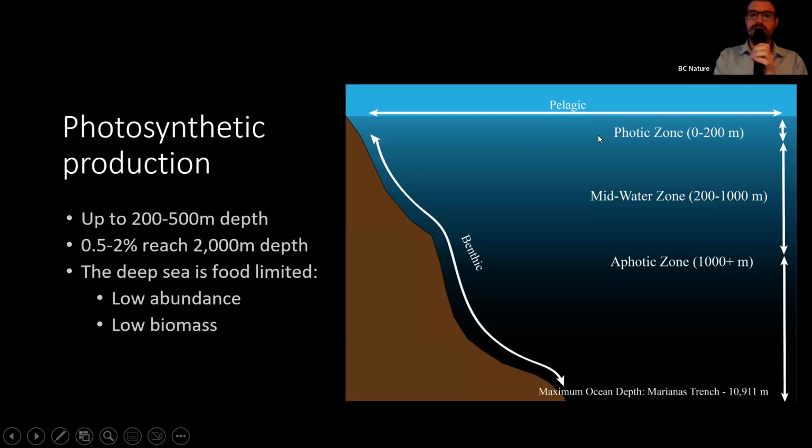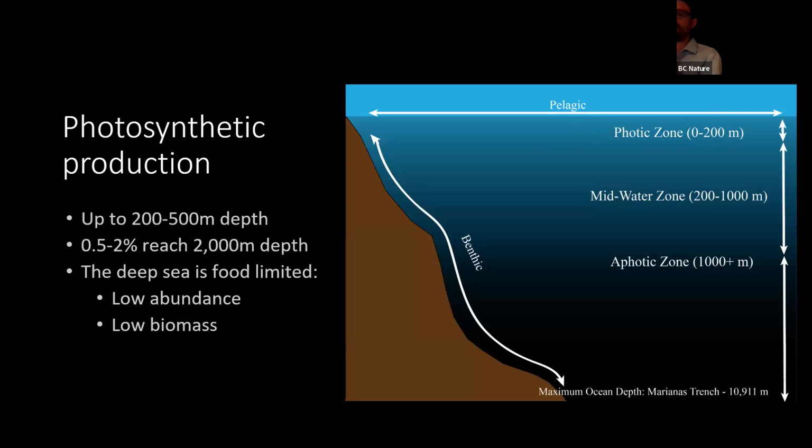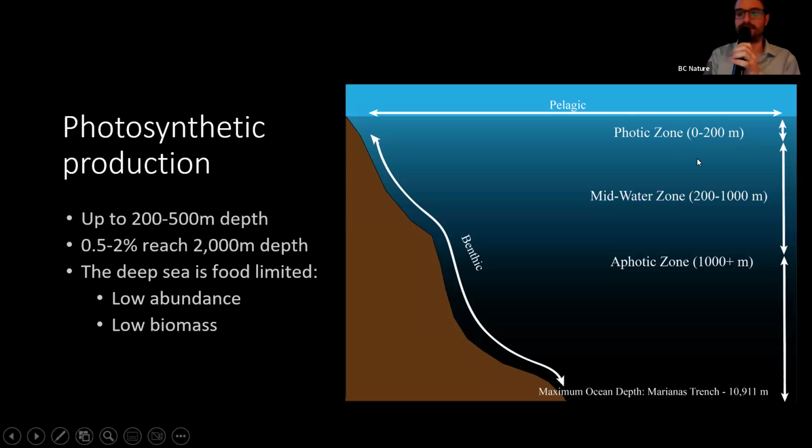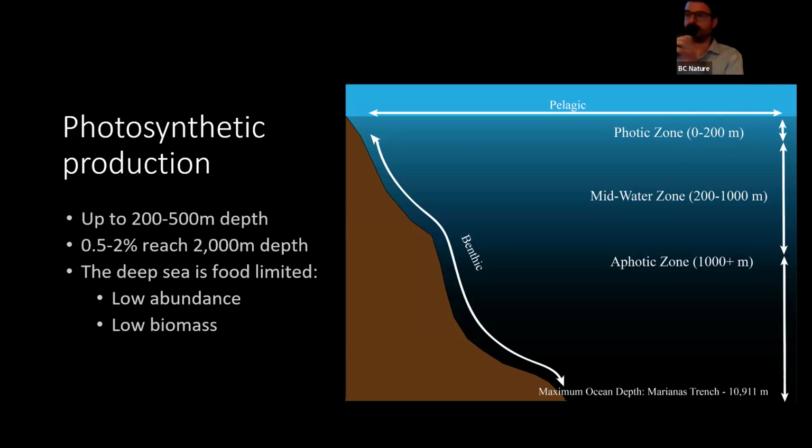This is because photosynthetic production, made basically by phytoplankton, occurs in the first 200 meters depth. This layer of water is the one that is impacted by the sun. Deeper than that, sunlight cannot penetrate, so photosynthesis is not supported. To give you an idea, of all the productivity in these 200 meters, only 0.5 or up to 2% reaches depths of 2,000 meters. So basically, the deep sea is very, very food limited.